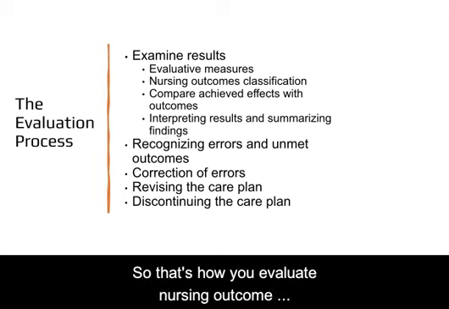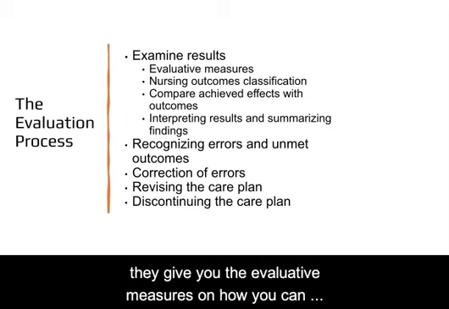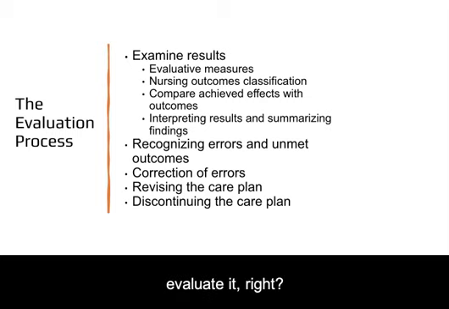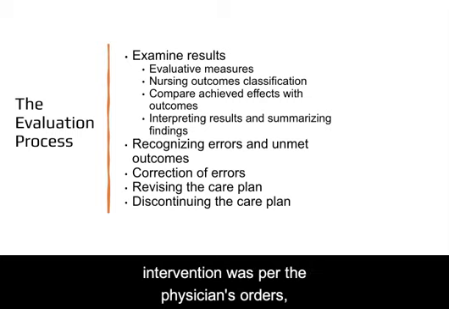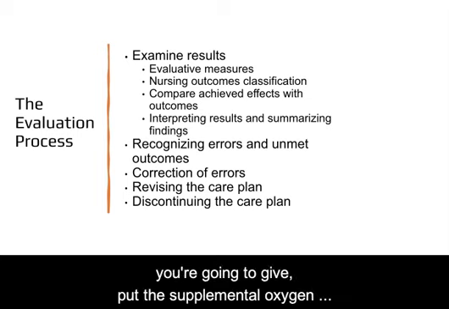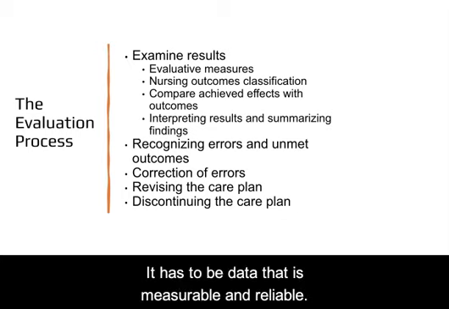Nursing outcome classifications. Use the nursing outcomes classification systems where they give you the evaluative measures on how you can evaluate it, right? So for example, if the patient had low oxygen saturation and your intervention was, per the physician's orders, you're going to put the supplemental oxygen on the patient. Then you look back and how do you know that it worked? The oxygen saturation went up. It has to be data that is measurable and reliable.